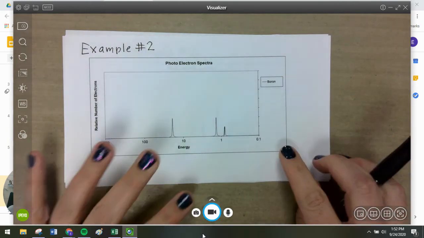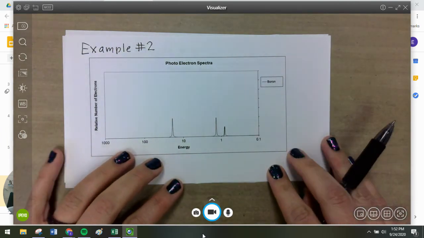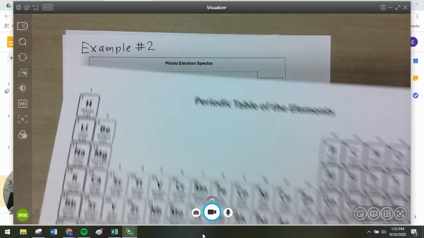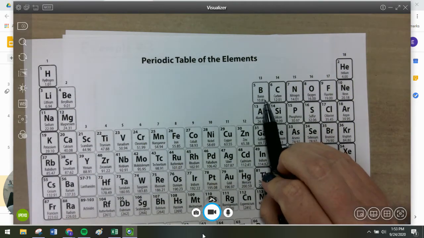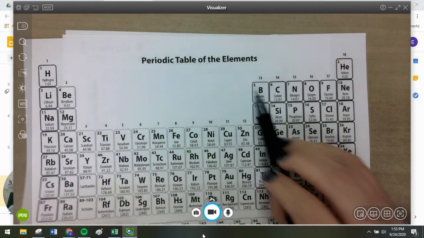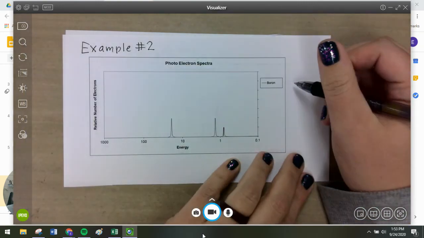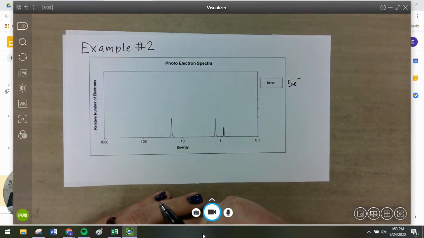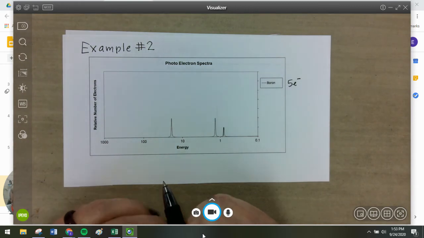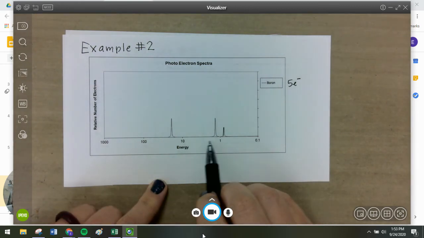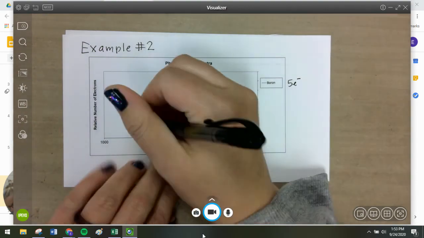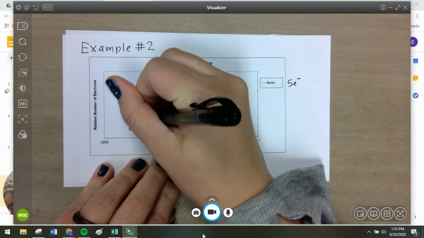Example number 2. You should pause the video and see if you can give this a try. Pause it, give it a try, and we'll go over the answer. All right, boron. Boron has an atomic number of 5, which means that boron has 5 electrons. First we find the peak closest to the nucleus, the peak with the highest energy. If we look here, the highest energy peak is this peak here, so this is closest to the nucleus.